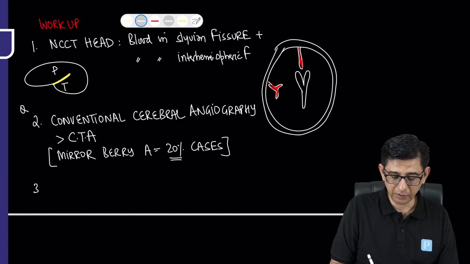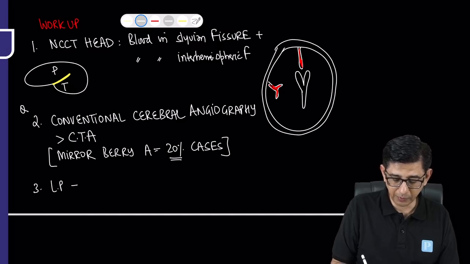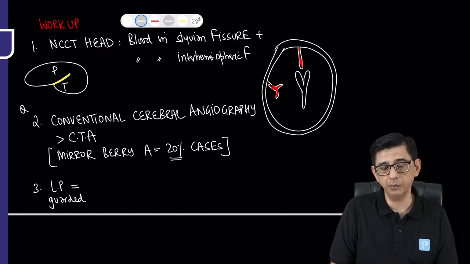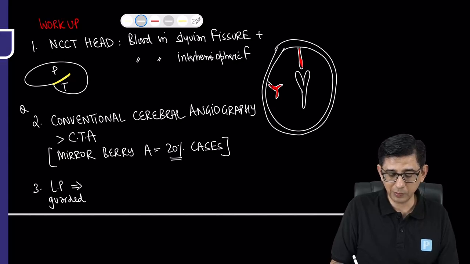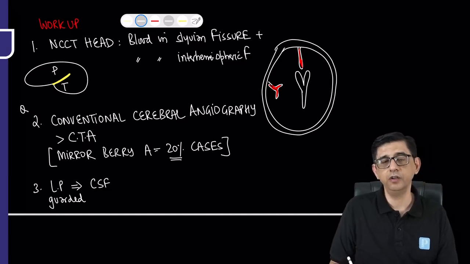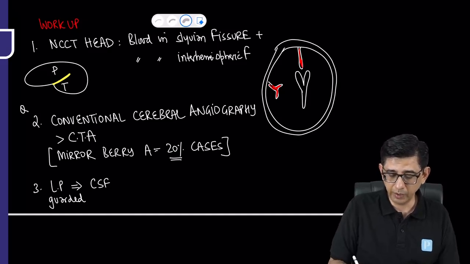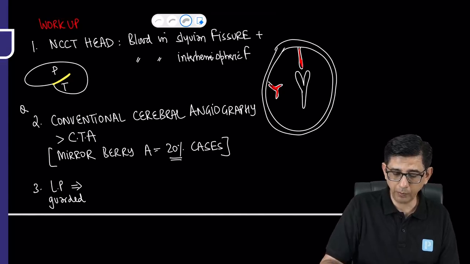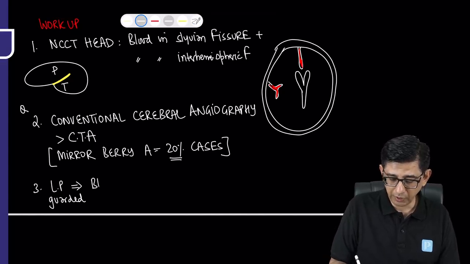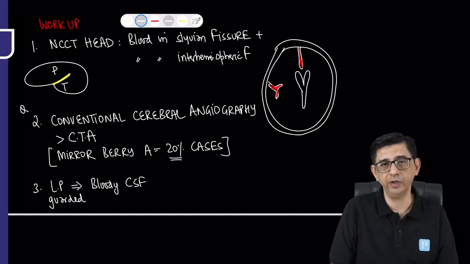And another investigation which they love to ask is lumbar puncture. It should always be a guarded lumbar puncture in a setting of raised ICP. And what I'm going to do in this patient is obtain the CSF. Well, CSF will not give me any supreme advantage in the initial first few hours, because it will reveal bloody CSF. And all I can say at this moment is bloody CSF can be due to a traumatic lumbar puncture also.